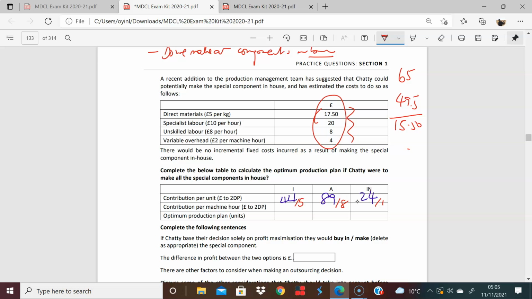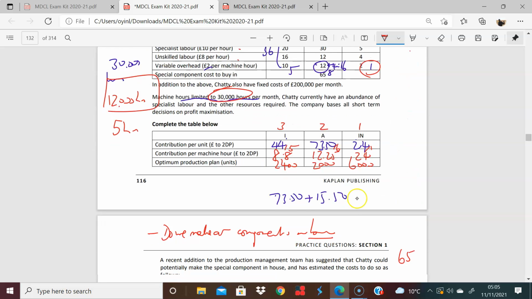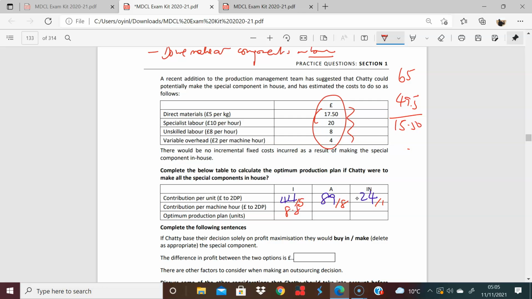So the ranking will look interesting now. This will not change, this is 8.8. This is 24. And 89 divided by 8 is 11.1225. So the ranking doesn't change as far as this is concerned. We will make 1, we will make 2, and we'll make 3. But production will be slightly different because you're now taking up more of those hours in making A.